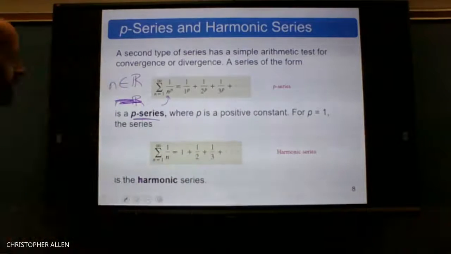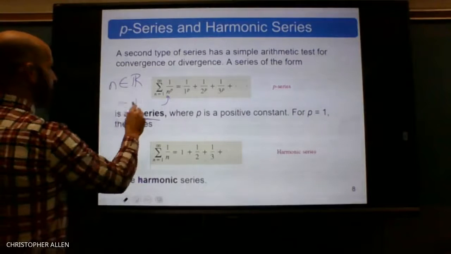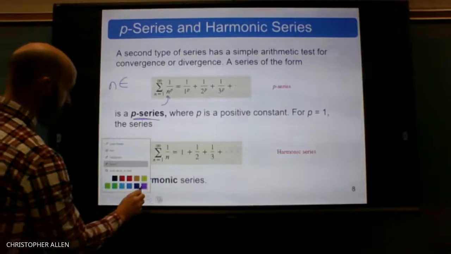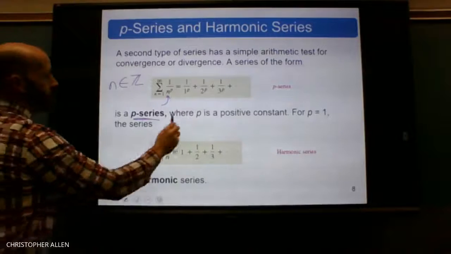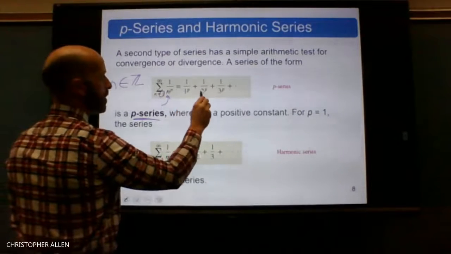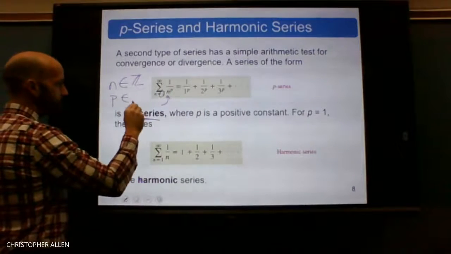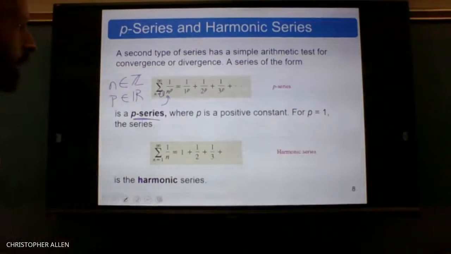And you know, I am actually saying this incorrectly. It's not a real number. What does it have to be? It actually has to be an integer. Technically it starts with 1, so n is going to be 1, and then 2, and then 3. P is a real number. And that's what we're going to call a P series.